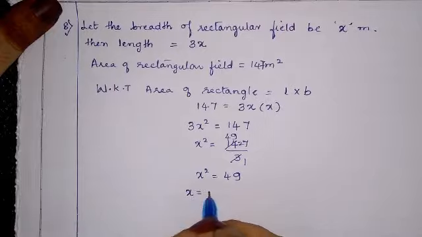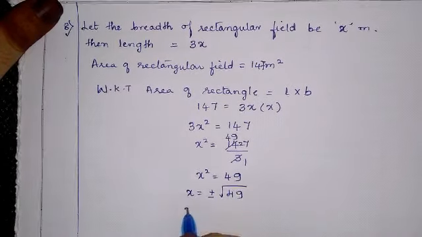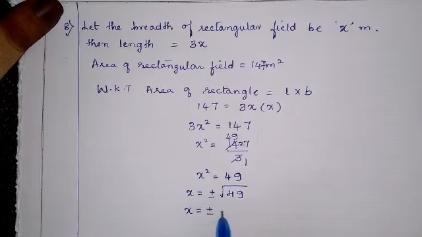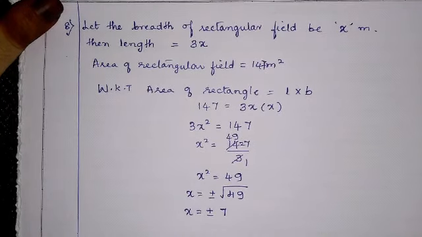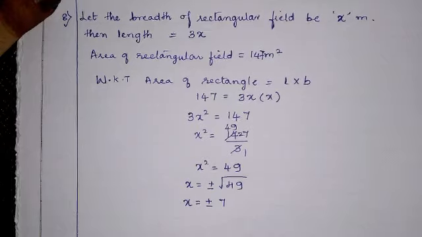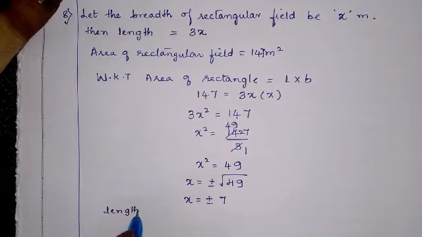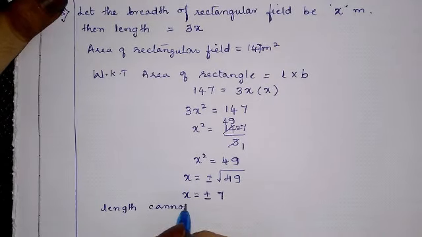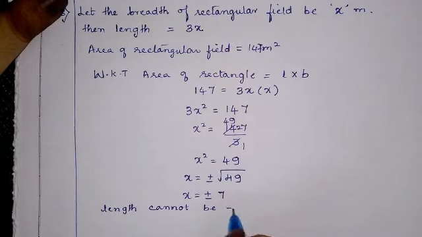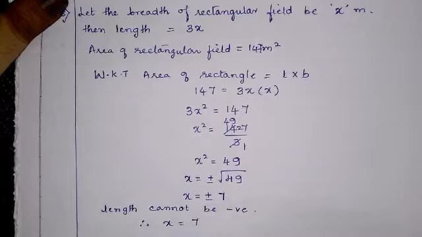x equals plus or minus, the square becomes root. So x equals plus or minus 7. Since it is a length, we can write that length and breadth, a measurement, cannot be negative. Therefore, x equals 7.